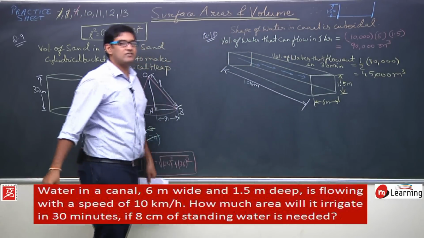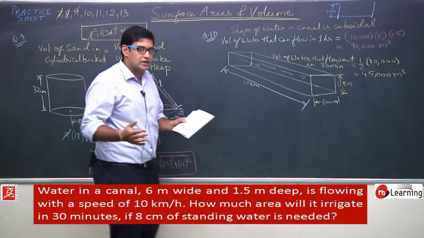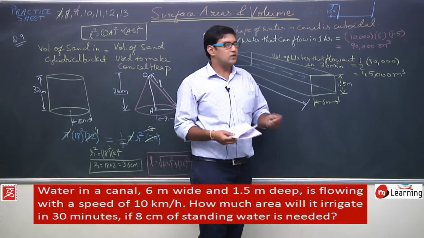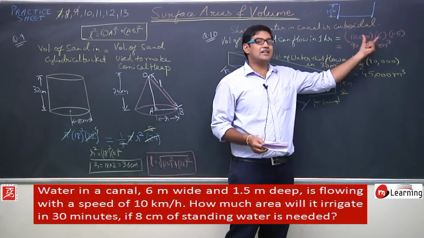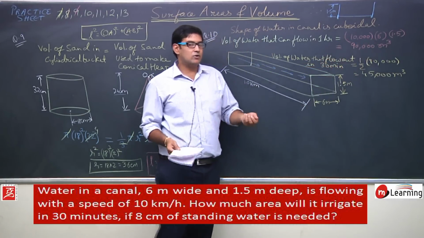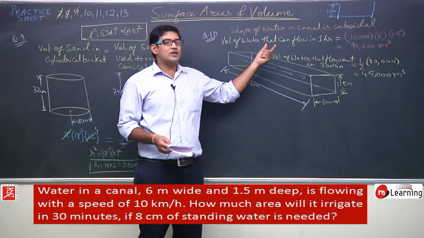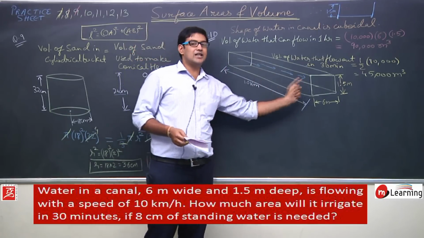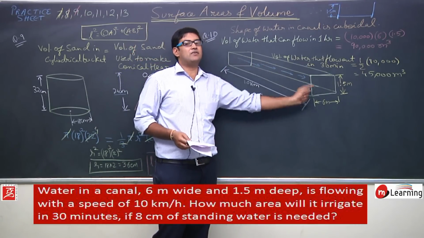Okay, so 45,000 meter cube of the water can flow out from this canal in 30 minutes. Try to understand this concept. I have told you that if the water travels at 10 km per hour, it means this much is the length that water can travel in 1 hour.